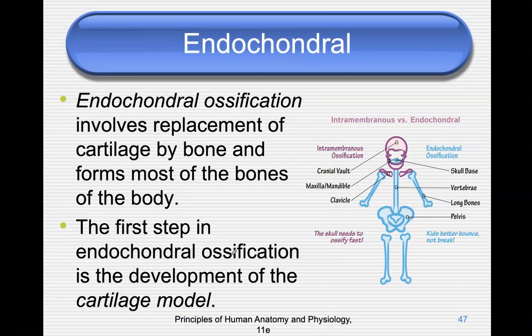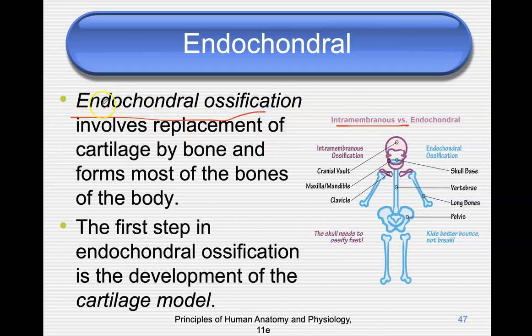Okay, so when we talk about, again, I like this diagram here because it shows you where intramembranous ossification, in purple, happens. So again, in the flat bones of the skull and the mandible, and then in the clavicles. And then everywhere else, all the other bones are going to undergo this other type of ossification called endochondral ossification. So again, the majority of the bones are going to undergo ossification through this process.